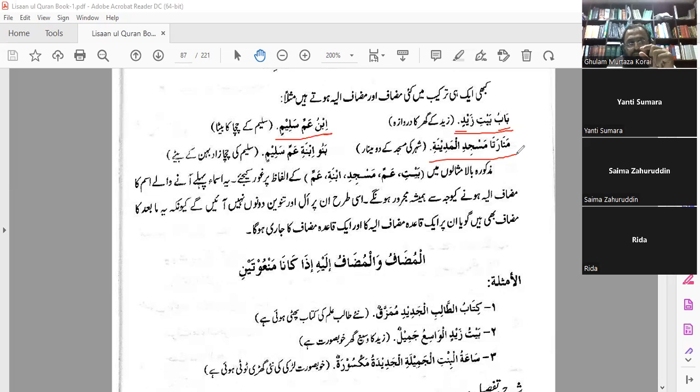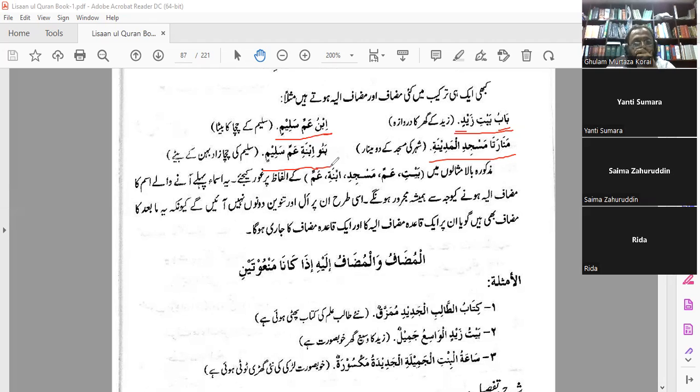Manarata, it is muthanna, and we dropped its noon because it becomes muzaf. Again, the condition is that if the muthanna becomes muzaf, its noon is dropped. Then masjidi is muzaf ilayh for manarata and does not take tanween because it becomes muzaf. It becomes muzaf for al-madinati, and al-madinati is muzaf ilayh. That's why it's taking alif lam. Okay, then this one. Who is going to explain this?